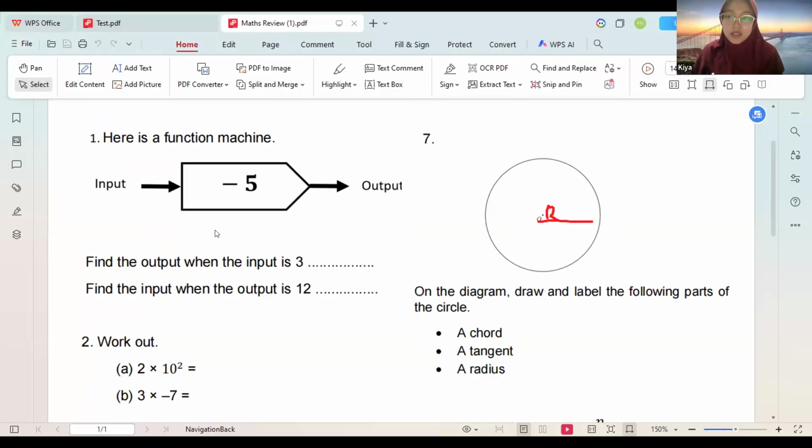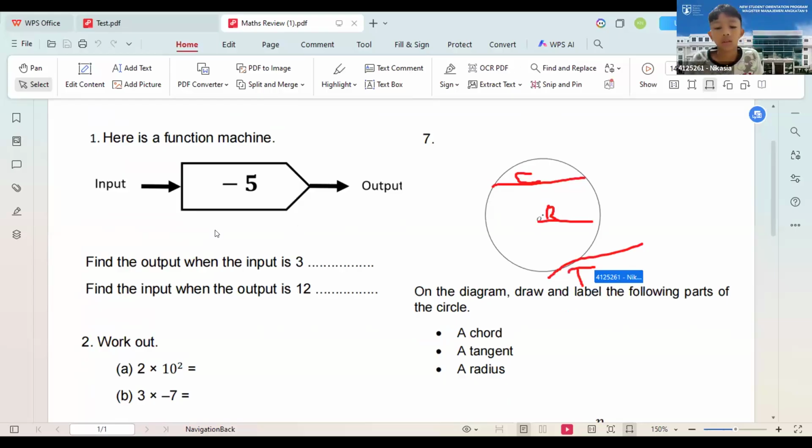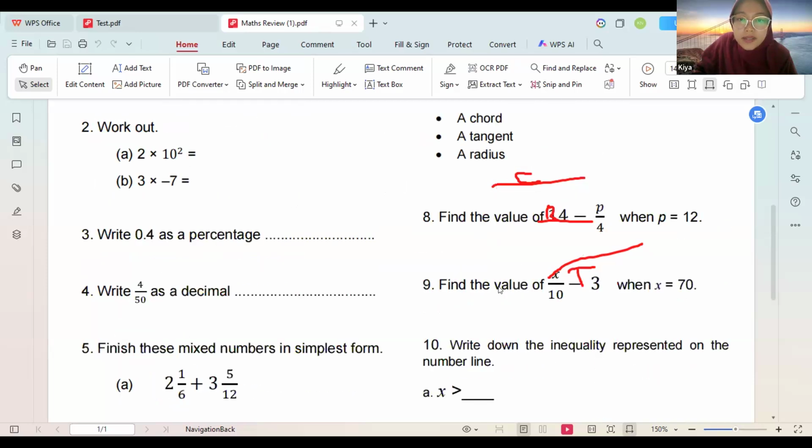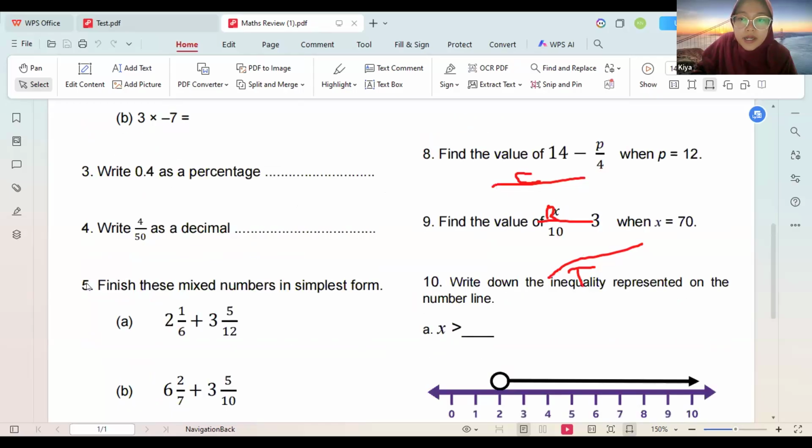Okay, this is the radius, and then how about the chord? And then what is tangent? Okay, perfect. Okay, and then how about number 8? Please solve on the screen, Jay.